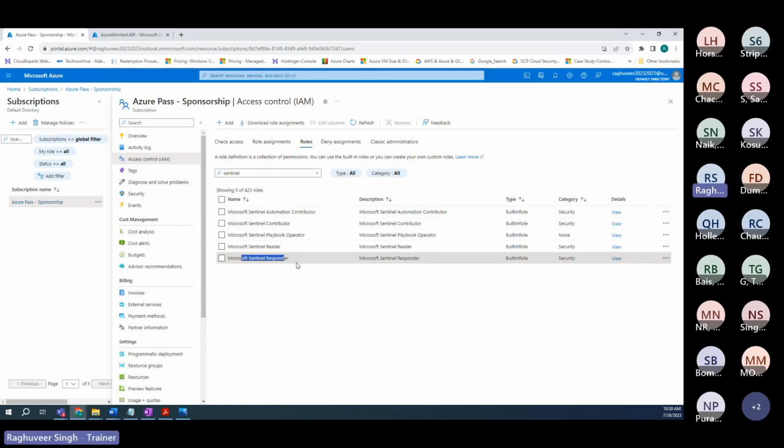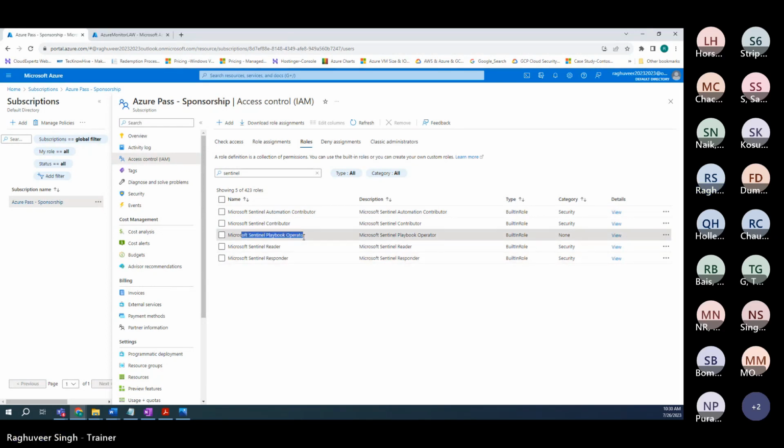So responder is somebody like L2, somebody who needs more capability. Then there are admin team people, like somebody who is responsible for writing automation use cases and integrating those use cases with various analytics rules. So somebody who needs capability to work at the Logic App service. So this is where you need playbook operator.